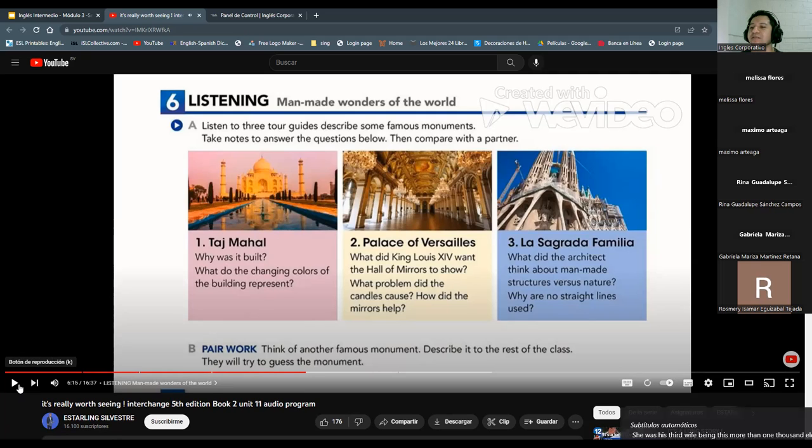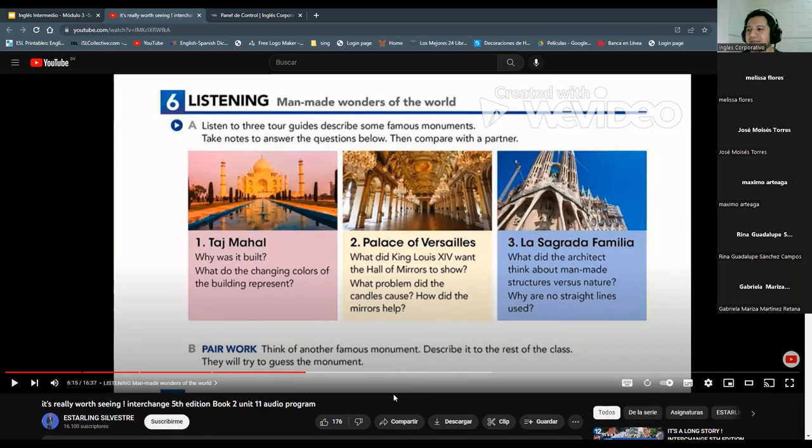Very good. Wanted to show all the riches and power of France, right? Exactly. And what problem did the candles cause? The smoke, and it damaged the pictures. Exactly, the smoke damages the pictures. How did the mirrors help? The mirrors reflecting the solar light. Very good. The mirrors reflected the light, right? Perfect. The last one, La Sagrada Familia.